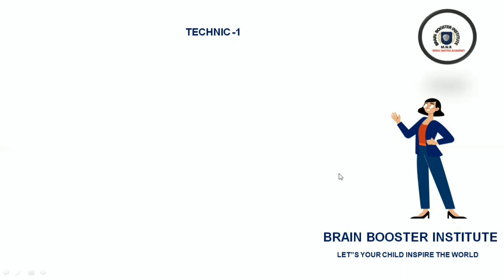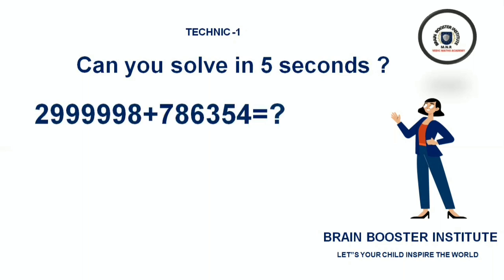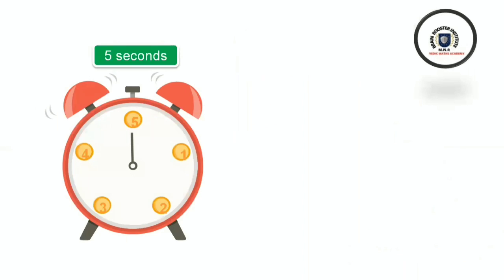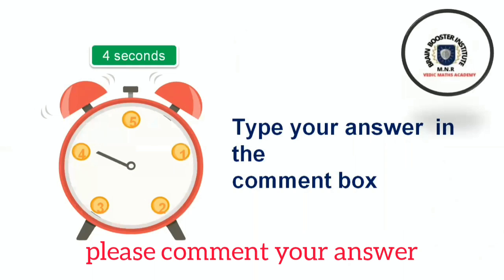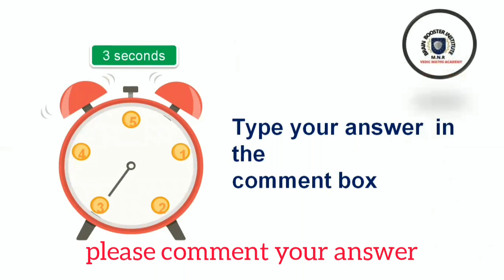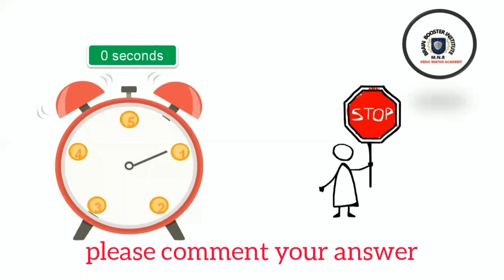Now let's start the question. Can you solve this question in 5 seconds? So 299,998 plus 796,354 is how much? Within 5 seconds, the timer starts now. 4 seconds, 3 seconds, 2 seconds, 1 second, 0 seconds. Stop now. Please don't write any answer now.